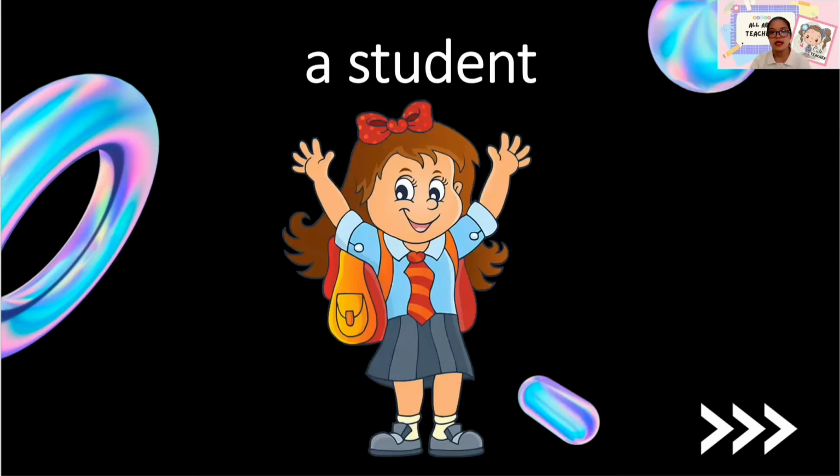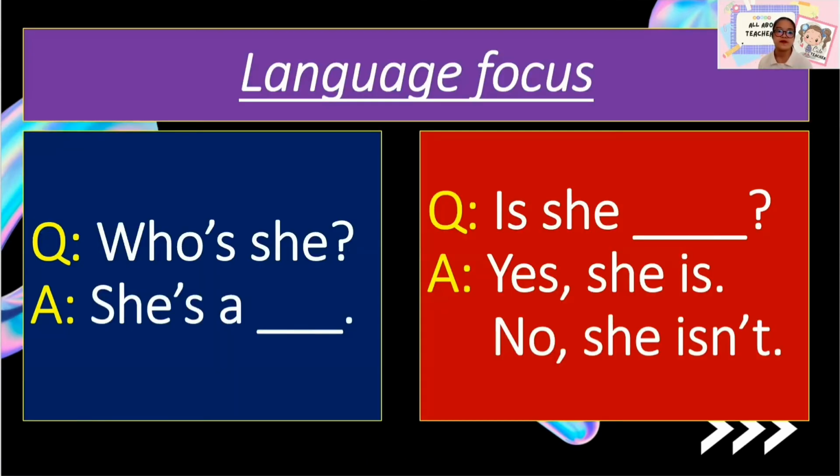The last picture is, well, is this girl? Very good. A student. So a student is the one learning how to read and write. So everybody, a student. Perfect. Again, a student. Okay. So let's go proceed with our language focus.